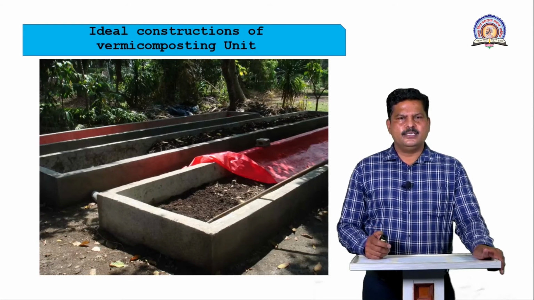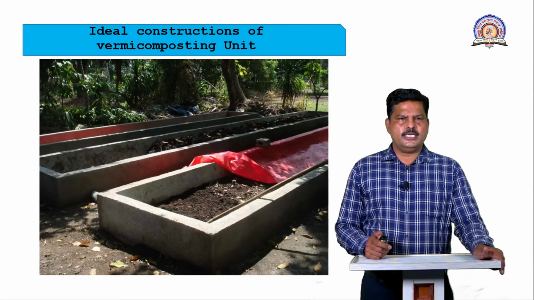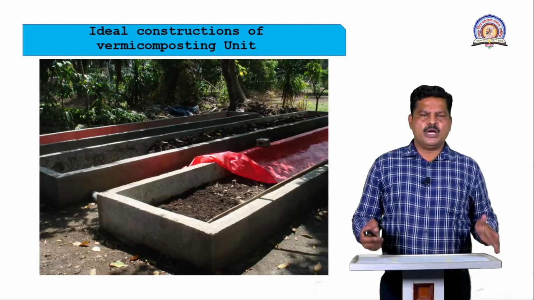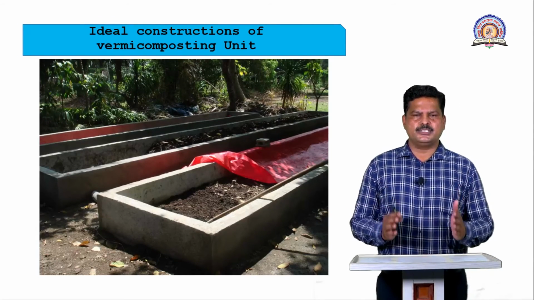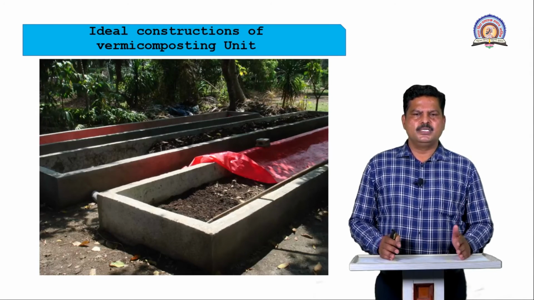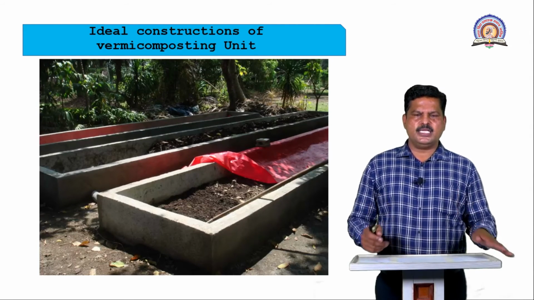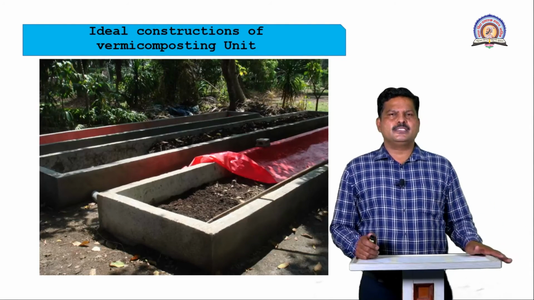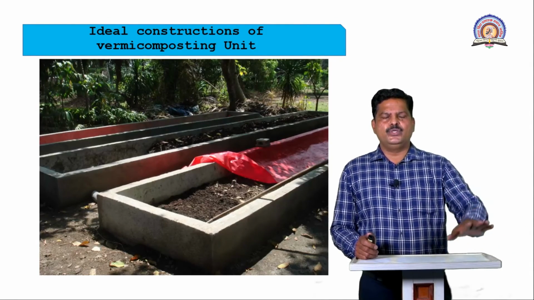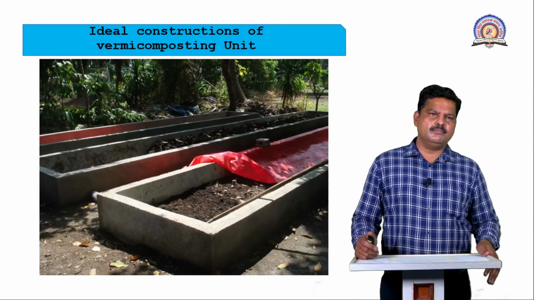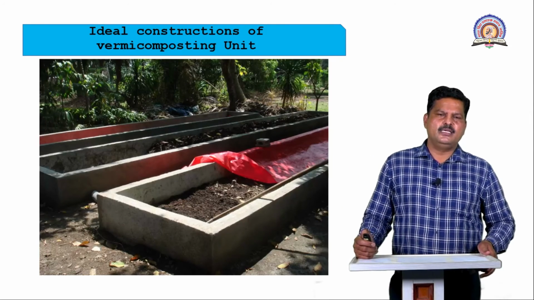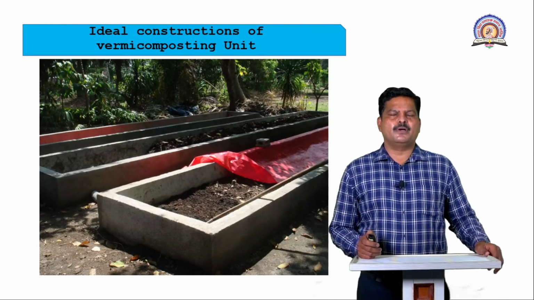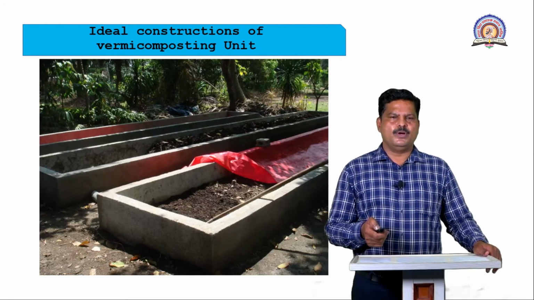Then in this slide we have to see the ideal construction of a vermicomposting unit, means how we construct a vermicomposting unit in a farm. By constructing this bed in the farm, there is an addition of organic waste, and that organic waste is converted into humus, and that is nothing but food of earthworms. So you have to construct this ideal bed for getting production of vermicompost and vermiwash.